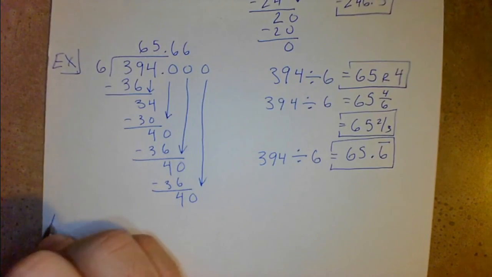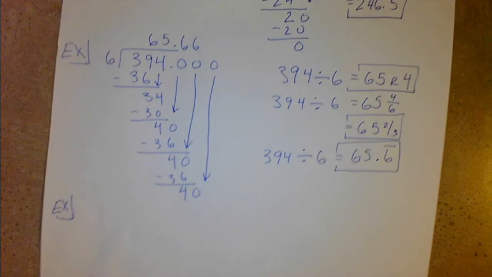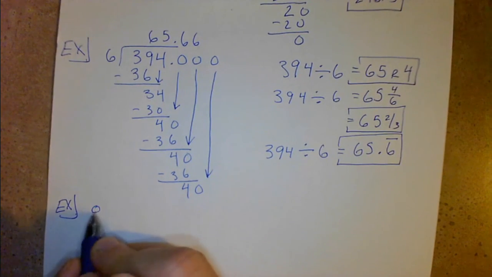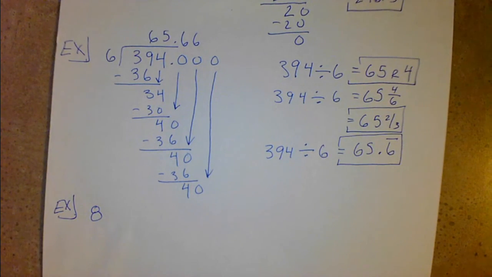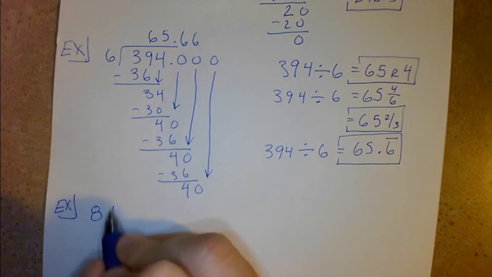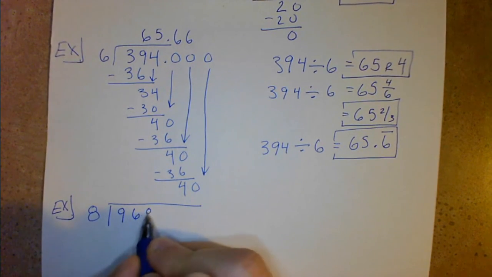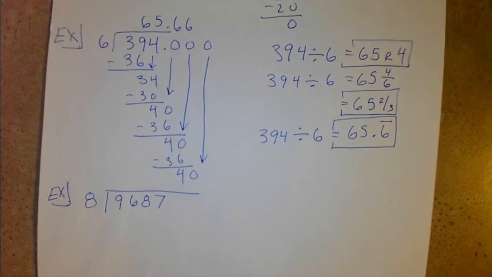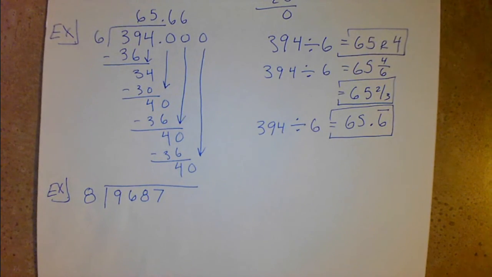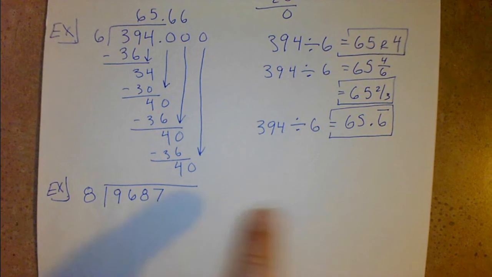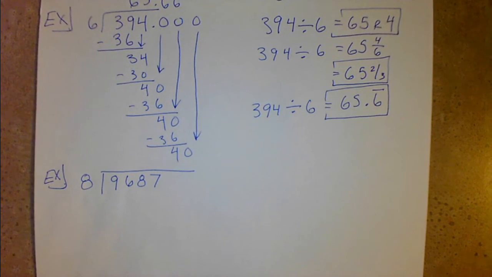Okay, and now one final example. I'm going to keep the divisor as a single digit, 8. I'm going to do 9,687. Because, I mean, I can just keep writing numbers here. Once you understand the process, some people call that an algorithm. Once you get this, you can just do this forever.